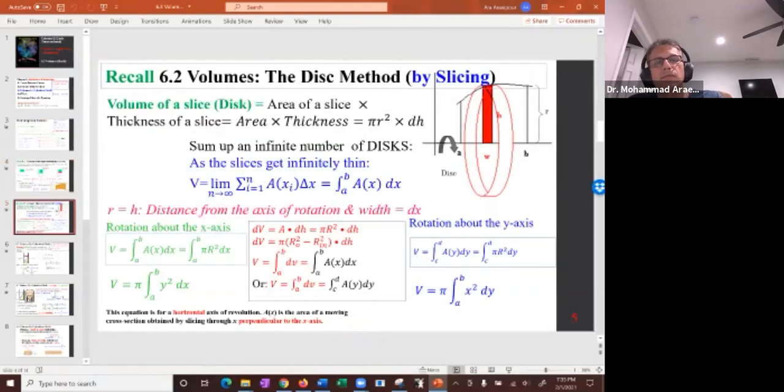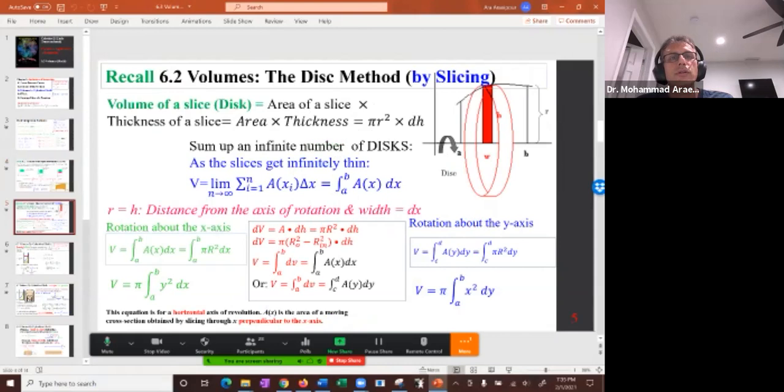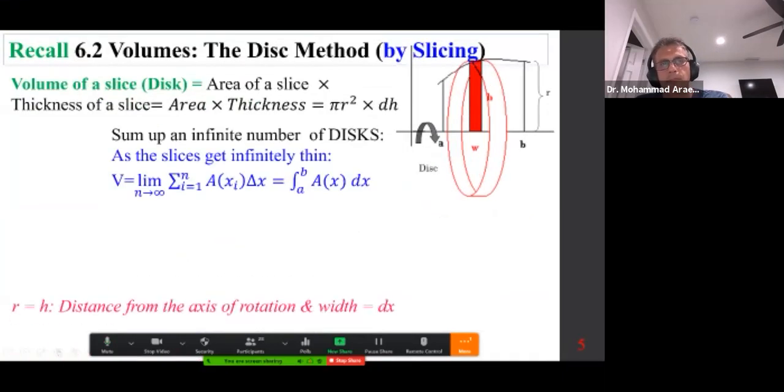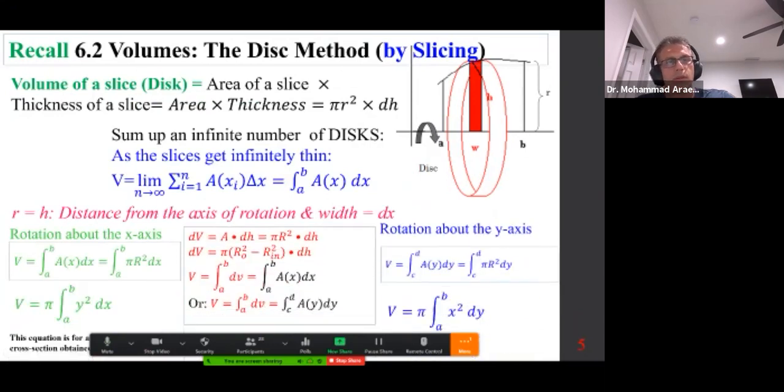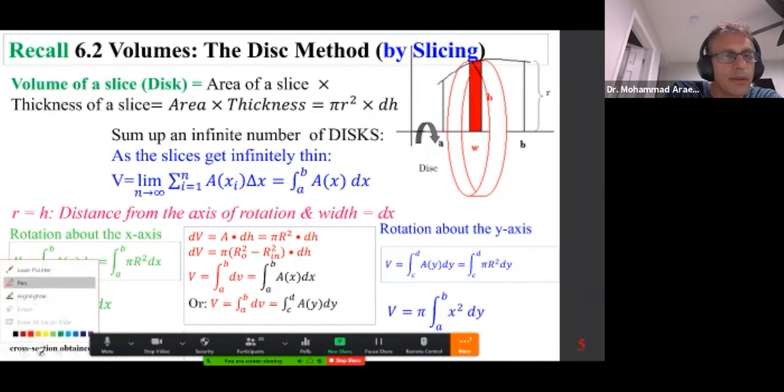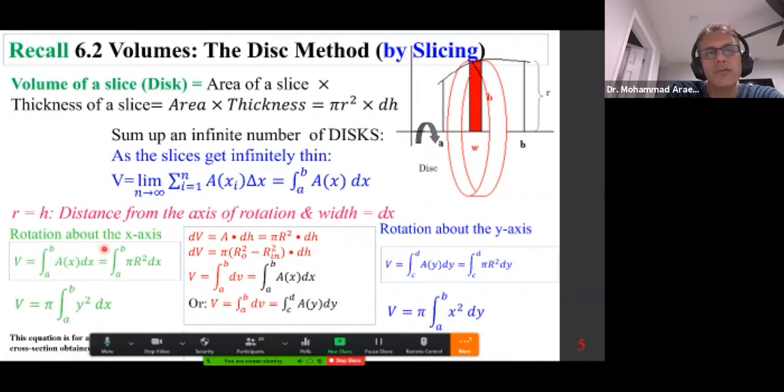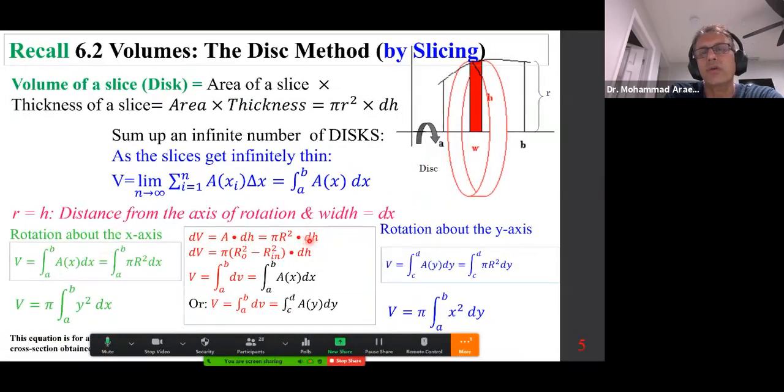We looked at the method of disk. dV is pi r squared dH. What I'm interested for everybody to remember and to know is this. If you stick with this class, all you have to do is figure out the R and dH. dH is always dx or dy, that's all. And then this is the method of disk.